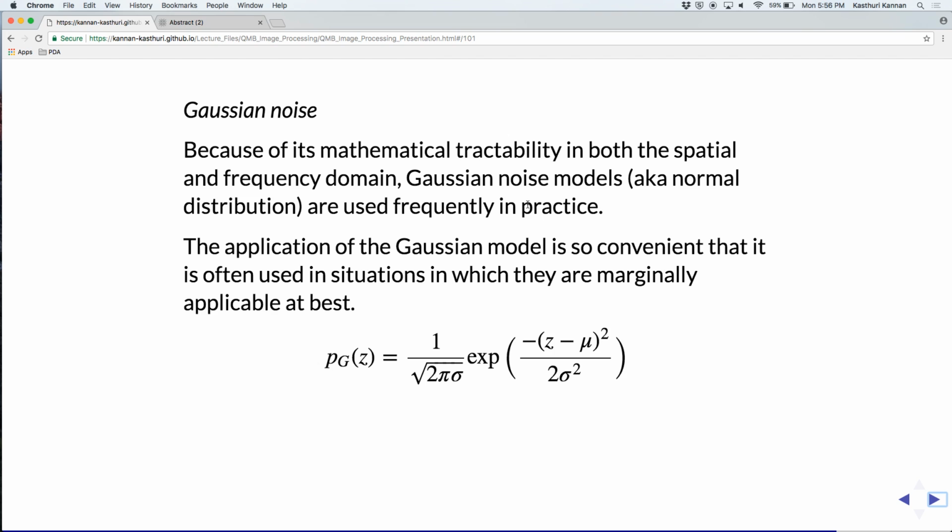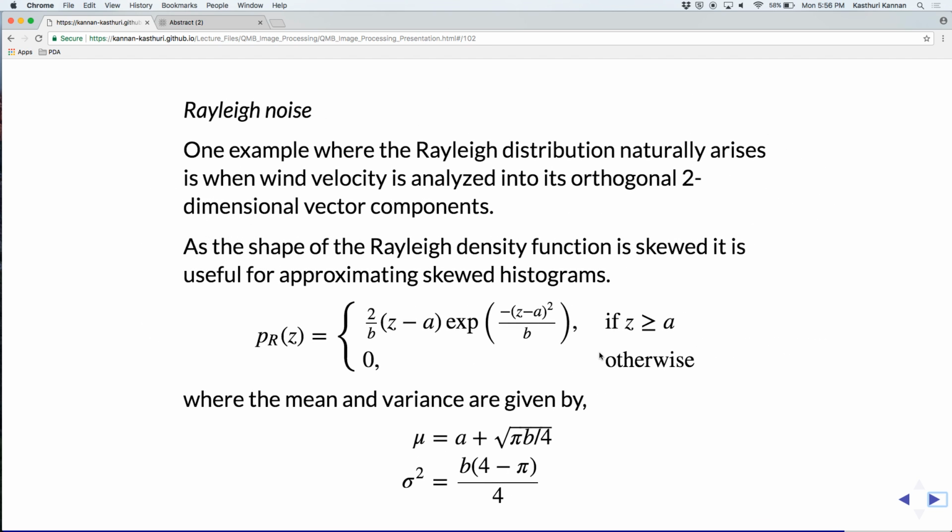So there are various models for it. The Gaussian noise is simple. This Gaussian noise happens all the time in several things, right? You have the white noise. The application is so convenient, it's easy, it's known, all the Gaussian formulae. And there is something called the Rayleigh noise.